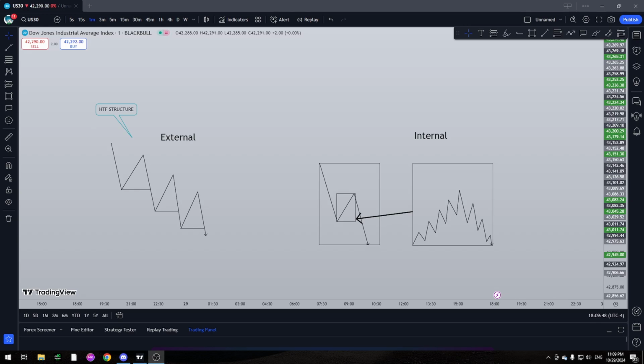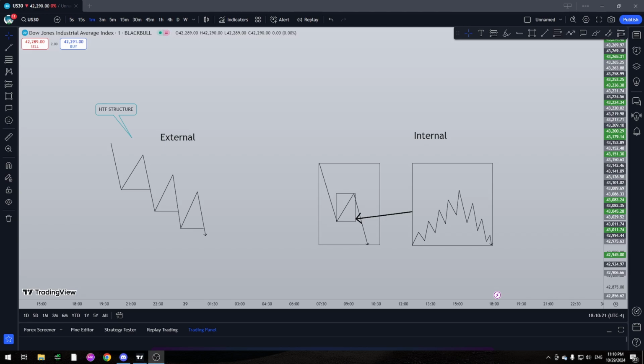So I promise you guys, we're gonna talk about external and internal structure. And this is really important. Not that important for swing traders, but for scalpers, and all of my students are scalpers, this is really important. If you don't know the difference between external and internal structure, you're gonna lose. So let's dive into it.